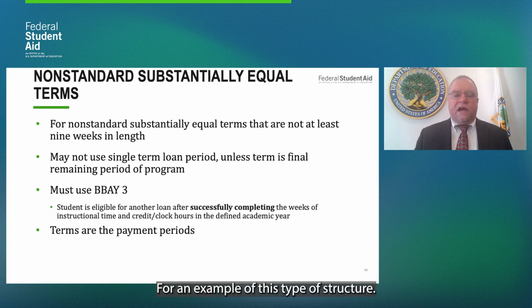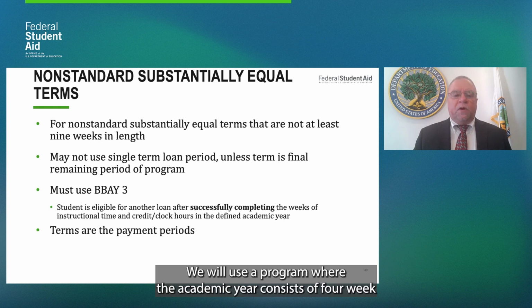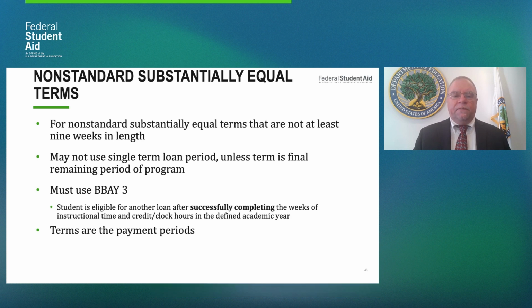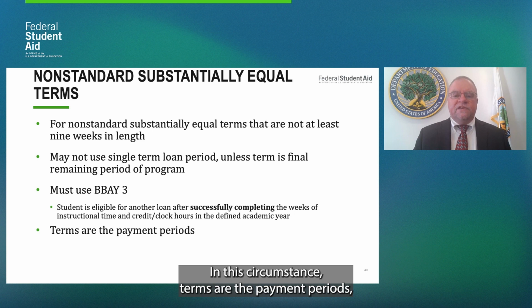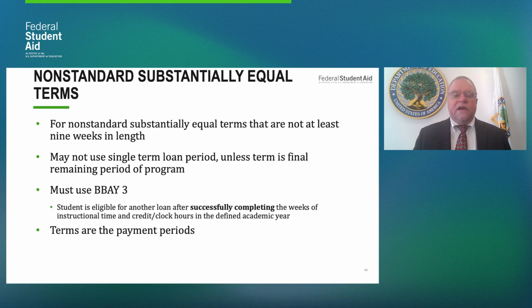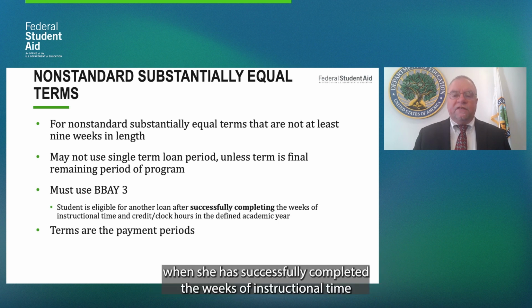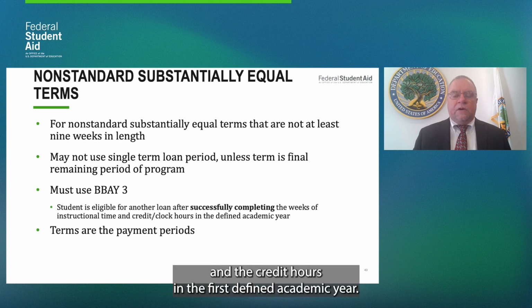For an example of this type of structure, we will use a program where the academic year consists of 4 8-week terms with 32 weeks of instructional time in the defined academic year. In this circumstance, terms are the payment periods, but a student is only eligible for a new loan for a second academic year when she has successfully completed the weeks of instructional time and the credit hours in the first defined academic year.